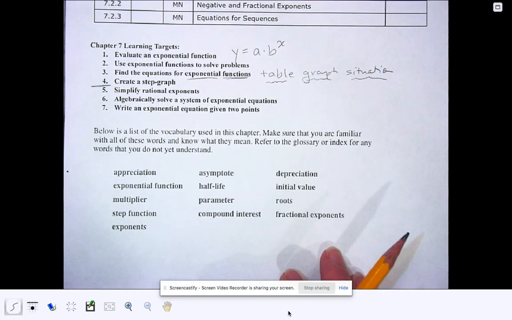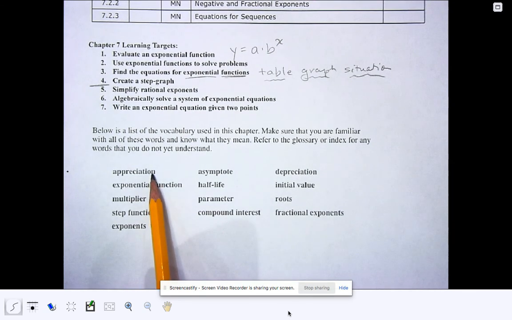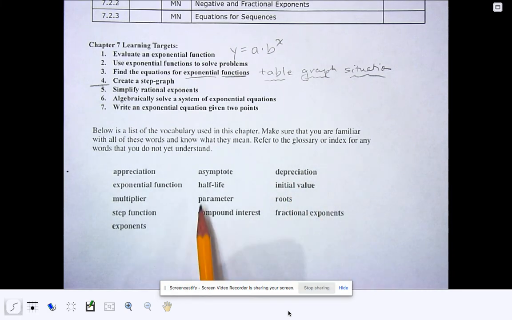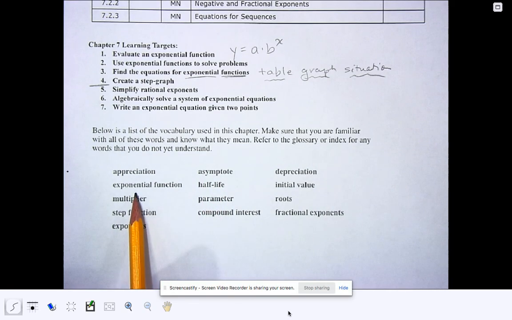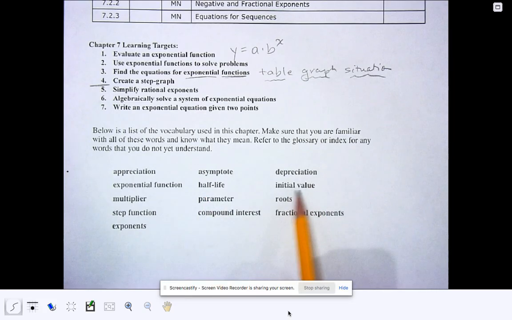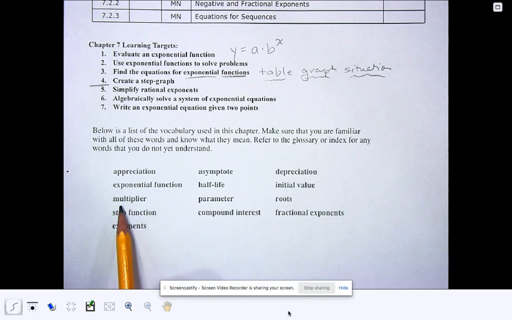All right. So appreciation, in finance, means when something is growing in value, versus depreciation. A lot of times an automobile might depreciate over time. It's just worth less. An asymptote, there are some notes that we'll see about that in a minute. Exponential function, obviously, that's what the whole unit is about. Half-life, we talked a little bit about that with carbon dating. Initial value is how much you start with at your zero value.